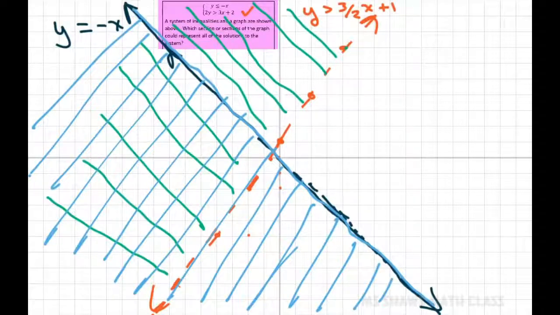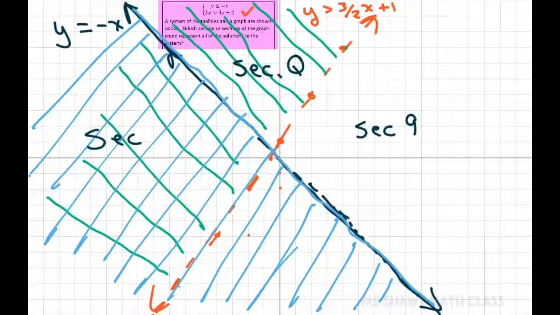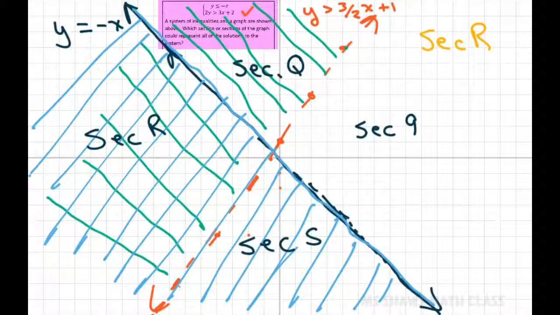All right. Now we're going to do our sections as they did. This is section P. This is section Q. This section is R. And this is section S. So it says which section or sections of the graph could represent all the solutions. Well, the only place that represents all the solutions is section R, because that's where you get the cross hatching going. So it's all of this in here. Okay, and then that's it.